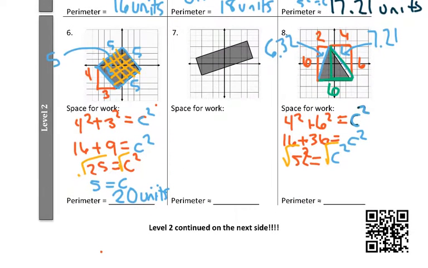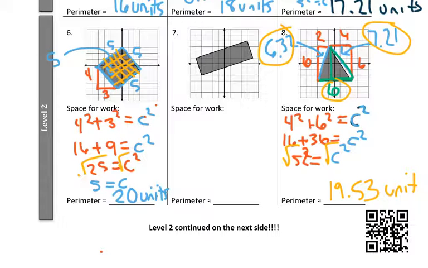Okay, so now what I need to do in my calculator is add this side length and this side length together. So 6 plus 6.32 plus 7.21 is 19.53. That is about how long the outside of that shape is altogether.